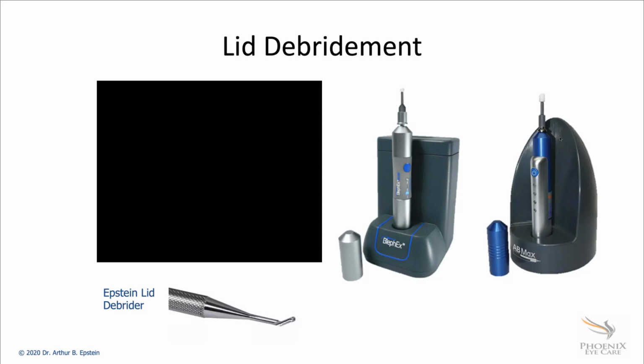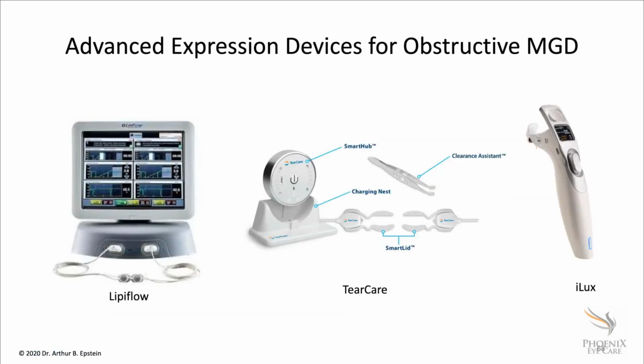AB Max has a slight advantage, and that's a pulse mode. BlephX has been around for years. AB Max is less expensive. BlephX is more expensive. Both are good instruments, so I recommend them both, and I use them always before debridement, before I treat with advanced expression devices. And I have all of these, and I love LipiFlow.